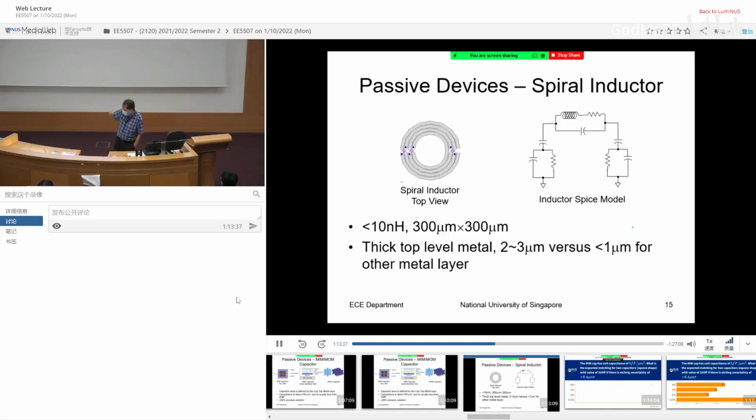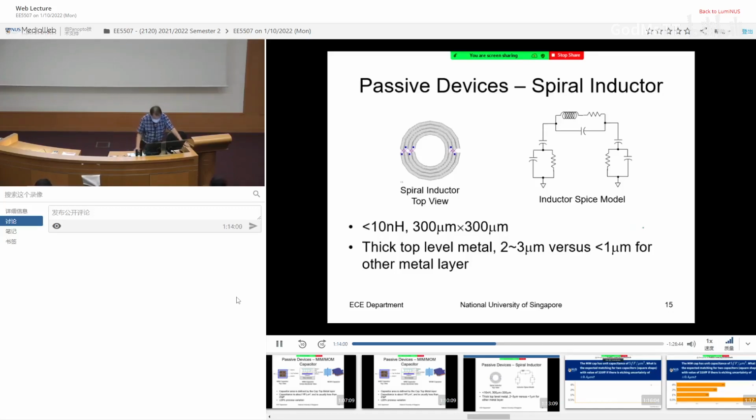So a piece of metal wrapping around, you just enhance the magnetic field in the same direction. So the inductance is higher. So that is how people create inductance. Okay? So it is very area intensive. For example, to get 10 nanohenry, you require 300 micron by 300 micron.